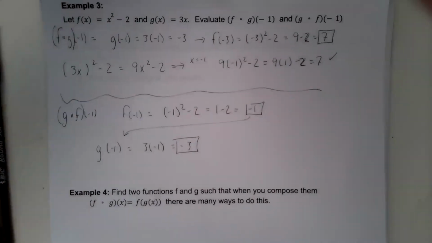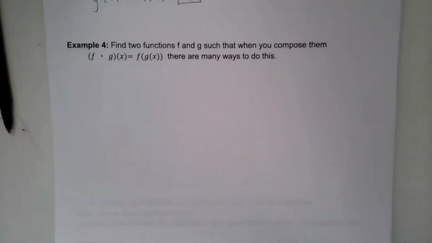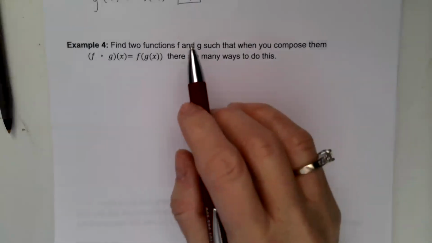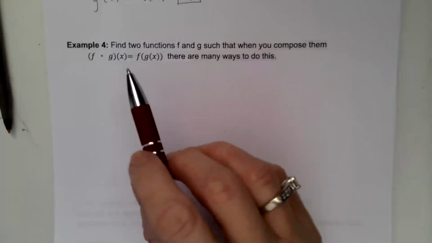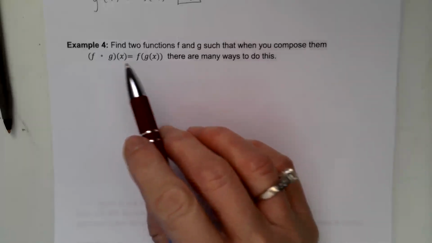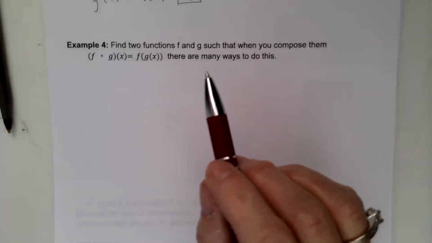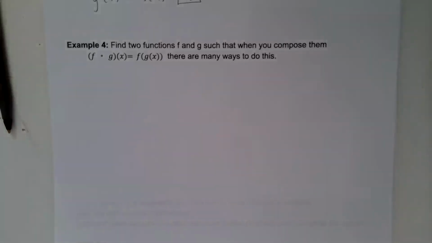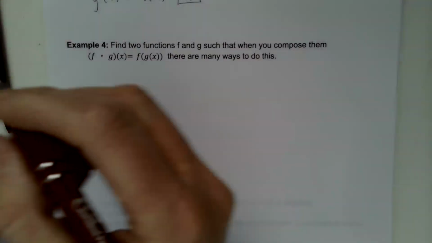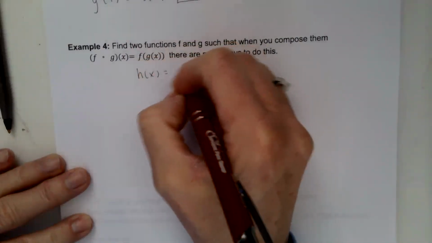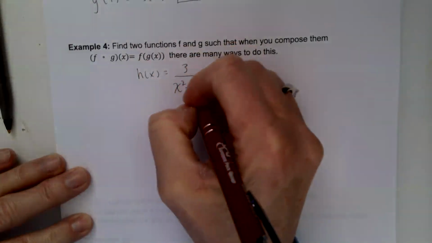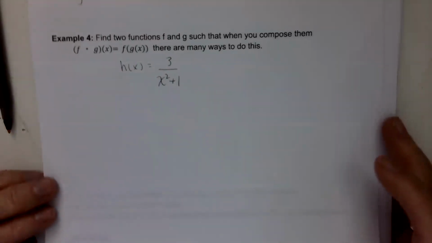Example 4 is having us think backwards a little bit. It says find two functions f and g such that when you compose them, they create this composition. The one that we want to do is, I want it to end up like this.